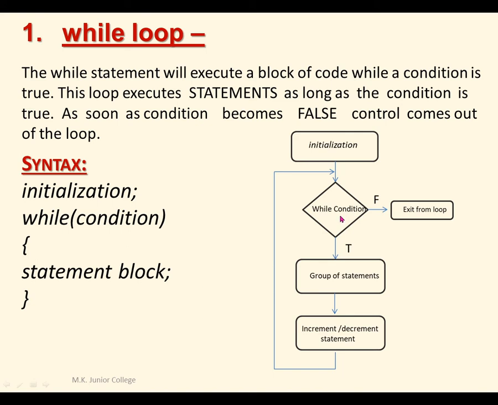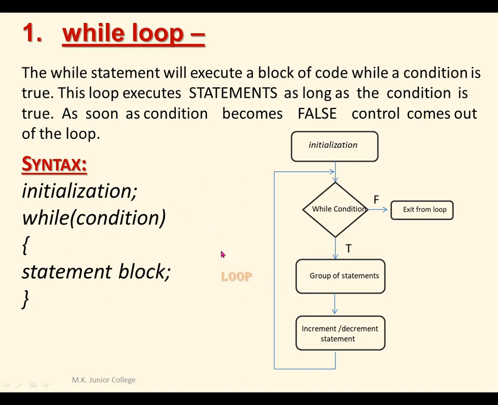Now suppose this time the condition is false, then it will come out of this loop and exit the loop. That means it performs the rest of the statements after the while loop. So this way this loop will get performed.